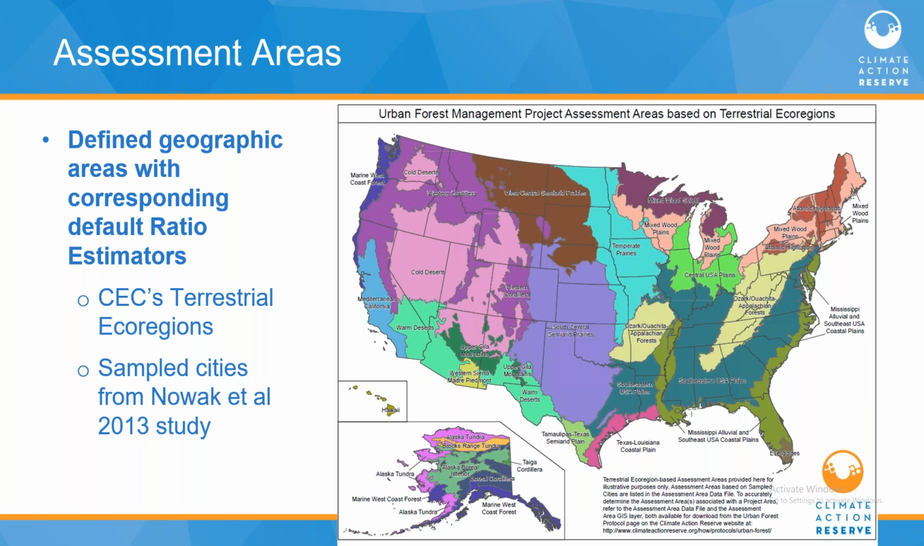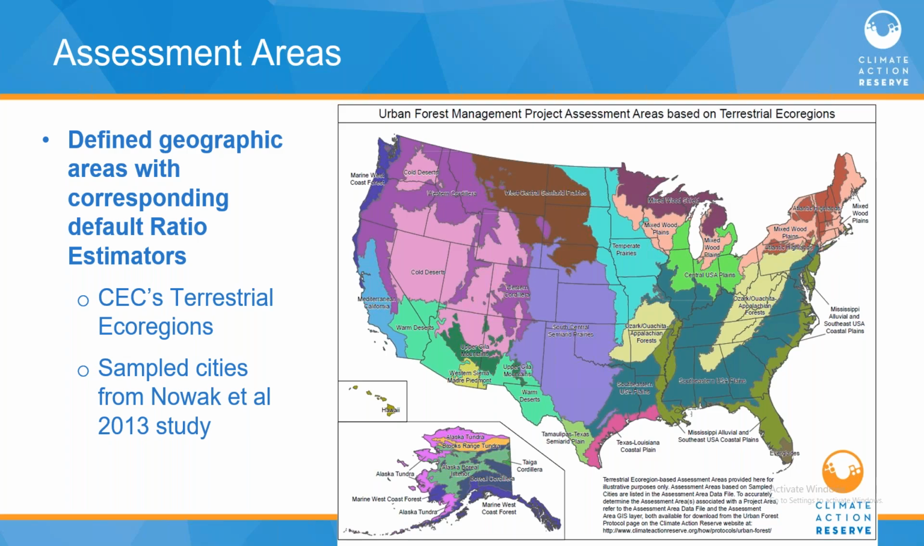Where sampled cities and terrestrial ecoregions coincide, sample cities define the assessment area boundaries and default ratio estimators. A complete list of the assessment areas and their corresponding ratio estimators can be found on our Urban Forest Project webpage. And this table will be maintained and updated as new data become available. For now, the default ratio estimators that we use were sourced from a 2013 study by David Nowak based on ground-based plots and on-site measurements of 28 urban areas and cities across the US.